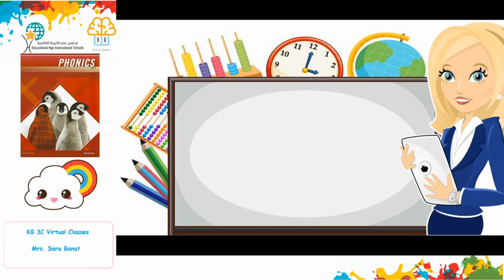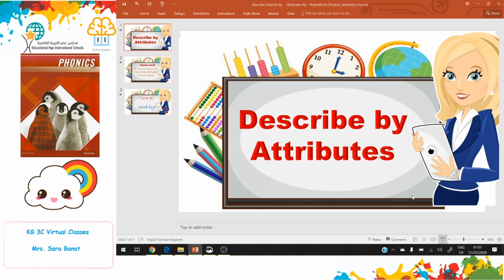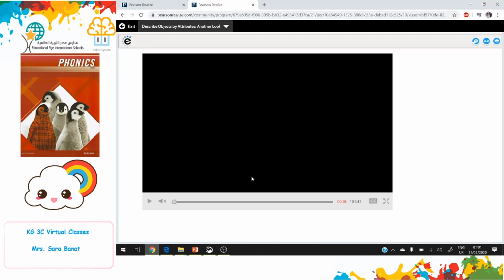Now we will start with our math lesson, and we're going to start talking about describing by attributes. Describing by attributes is when I describe an object with its color, its length, its weight, so we can give more than one description for each subject. So now I want you all to come with me to watch this interesting video. It will make your understanding easier.